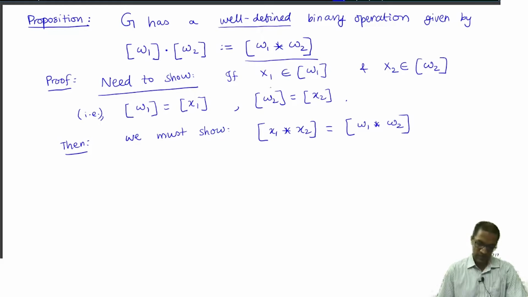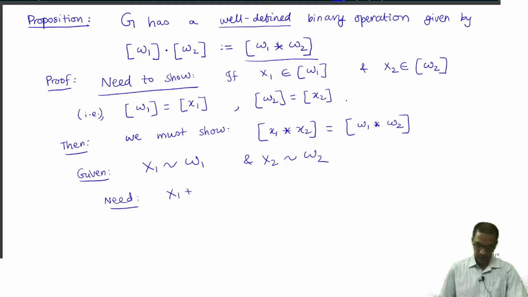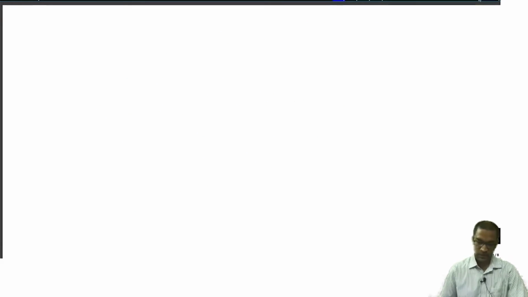So observe, what are we given? We are given that x1 and w1 are equivalent to each other. So let's prove this. What's given is the following. These two are equivalent, and what we need to prove is that the concatenations are equivalent. x1 star x2 is equivalent to w1 star w2. Okay. So what does equivalent mean? It means there is a chain starting with w1 ending at x1, in which each intermediate step is obtained from the preceding one by an application of a basic rewriting rule. Okay. So let's write that down.